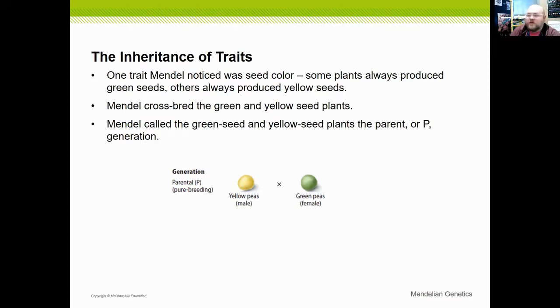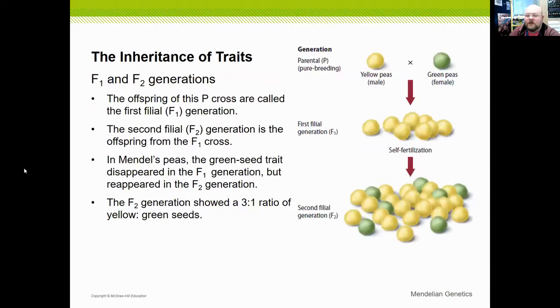And he crossbred the green and yellow seed plants, and then he called the green seed and yellow seed plants the parent generation or the P generation. So the ones that you begin with are the parent generation or P generation. As they were crossbred, they had their offspring, so to speak, and the offspring had offspring. These are the F1 and F2 generations.